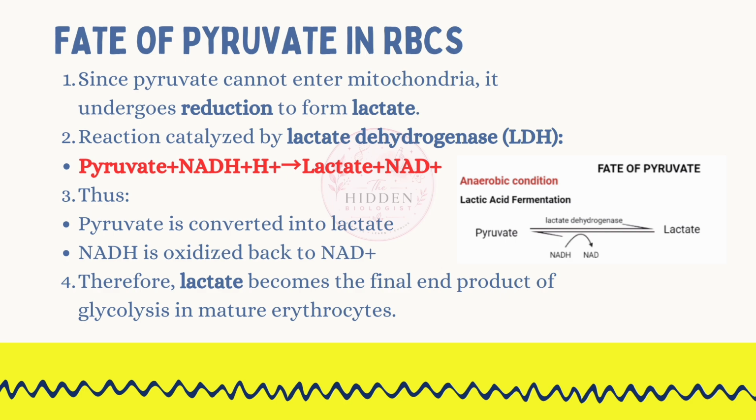Since pyruvate cannot enter mitochondria, it undergoes reduction to form lactate. And the reaction is catalyzed by an enzyme called lactate dehydrogenase or LDH. And the reaction is like this. Pyruvate plus NADH plus H+ gives lactate plus NAD+. And thus, pyruvate is converted into lactate and NADH is oxidized back to NAD+. Therefore, lactate becomes the final end product of glycolysis in mature RBCs.